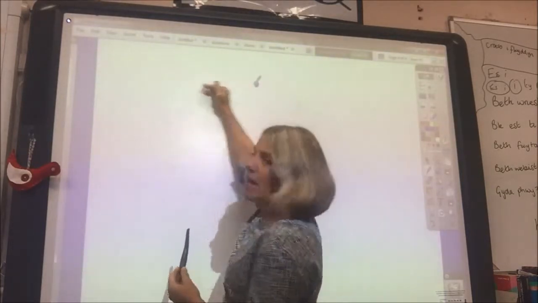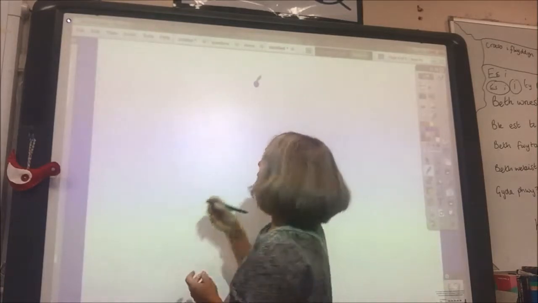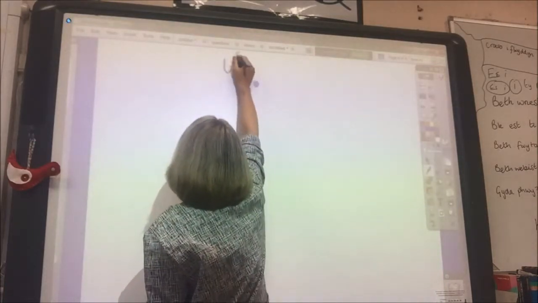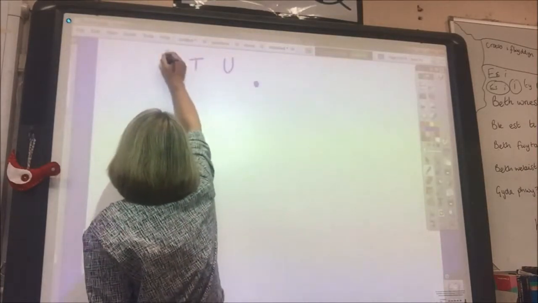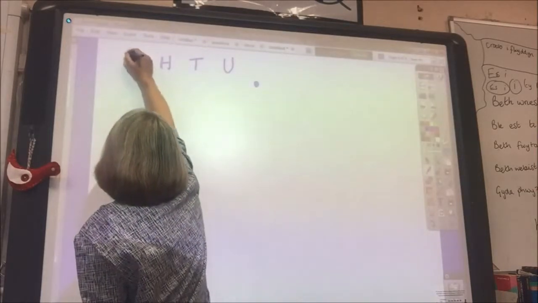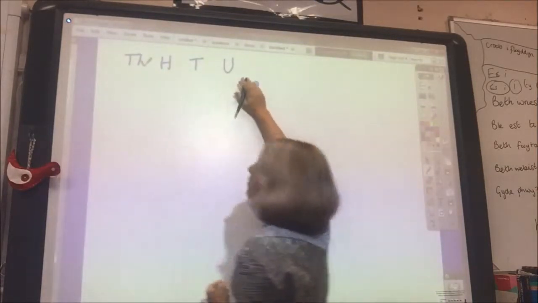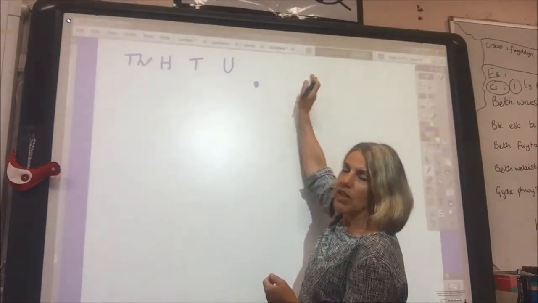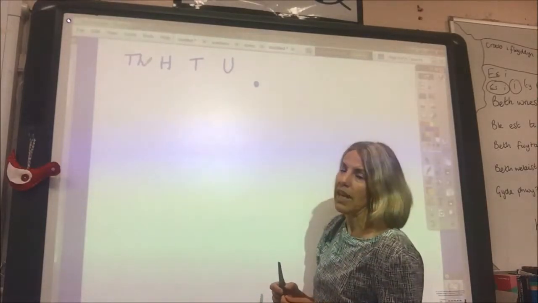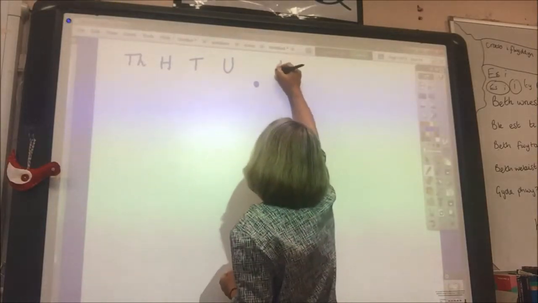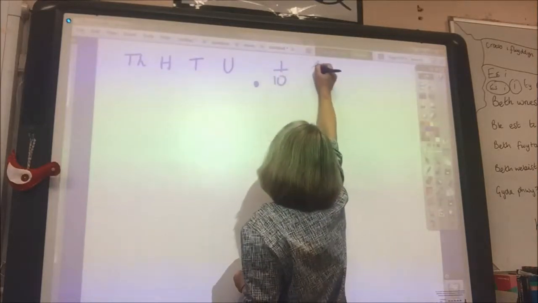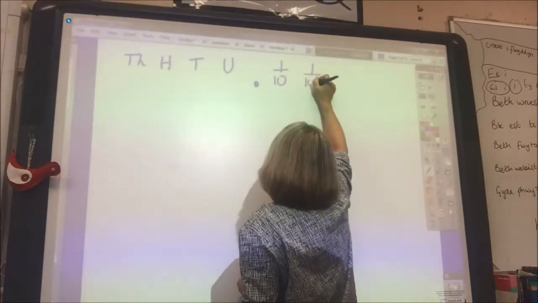When we move to the left of the decimal point, the numbers get larger by a multiple of 10. So we start with units, tens, hundreds, thousands. When we go to the right of the decimal point, they get smaller by a multiple of 10. So we start with tenths, and then we go to 100ths.